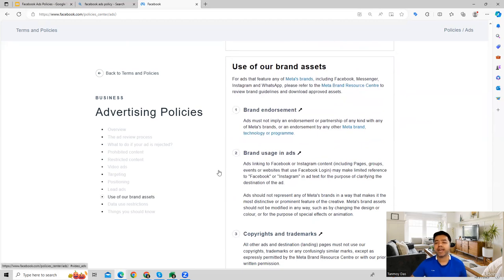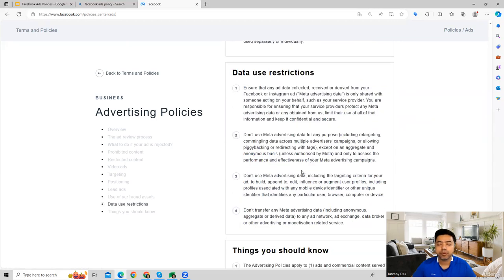Also, if you look at brand assets, you can use brand assets, brand endorsement, brand usage in ads. These are certain things we have to be careful about because Facebook will have specific rules and policies around these as well. Also, we have policies around data usage restrictions. So what kind of data we are collecting of the user is also something Facebook is looking at very carefully.